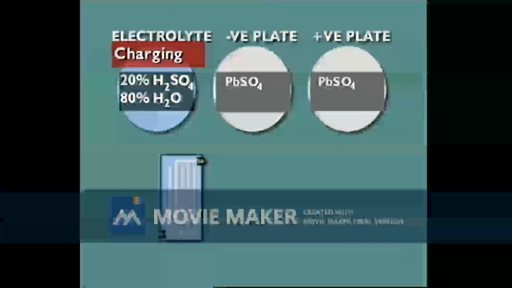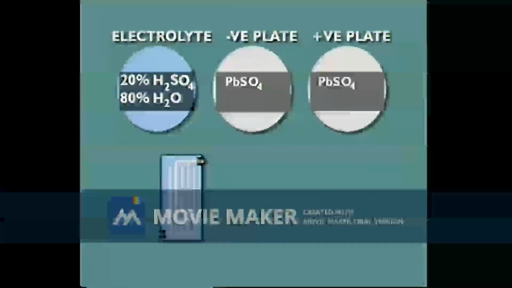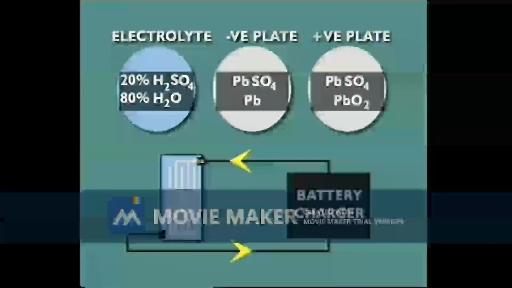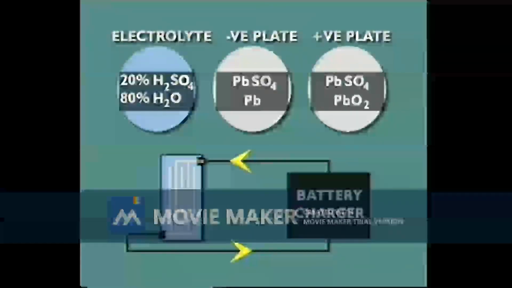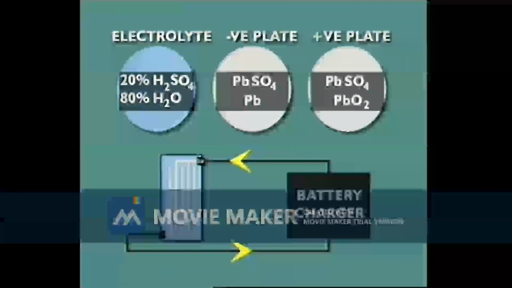In a discharged lead-acid cell, the active material of both plates is lead sulfate. The electrolyte is a weak sulfuric acid solution. The cell is connected to a DC source with electrical pressure higher than that of the cell, since it must act like an electron pump, forcing electrons from the positive plates to the negative plates.